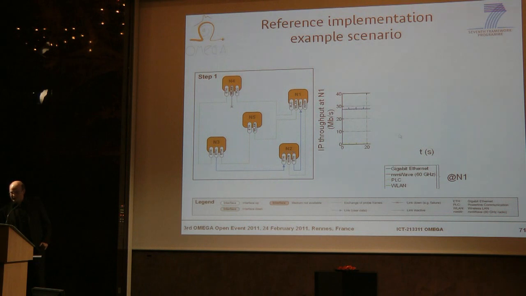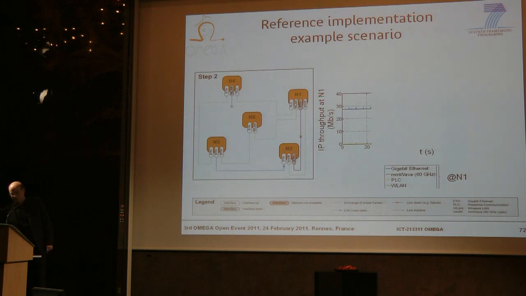And what you see here is the data rate, so the IP throughput at N1 for the specific interfaces. Now we are looking currently at the gigabit Ethernet interface at N1. All the other links, which are green, are exchanging probe frames, so you know this link is available. But it's also possible to power down interfaces, for example, the wireless LAN interface here, to save energy. Simply to save energy, if you don't need it.